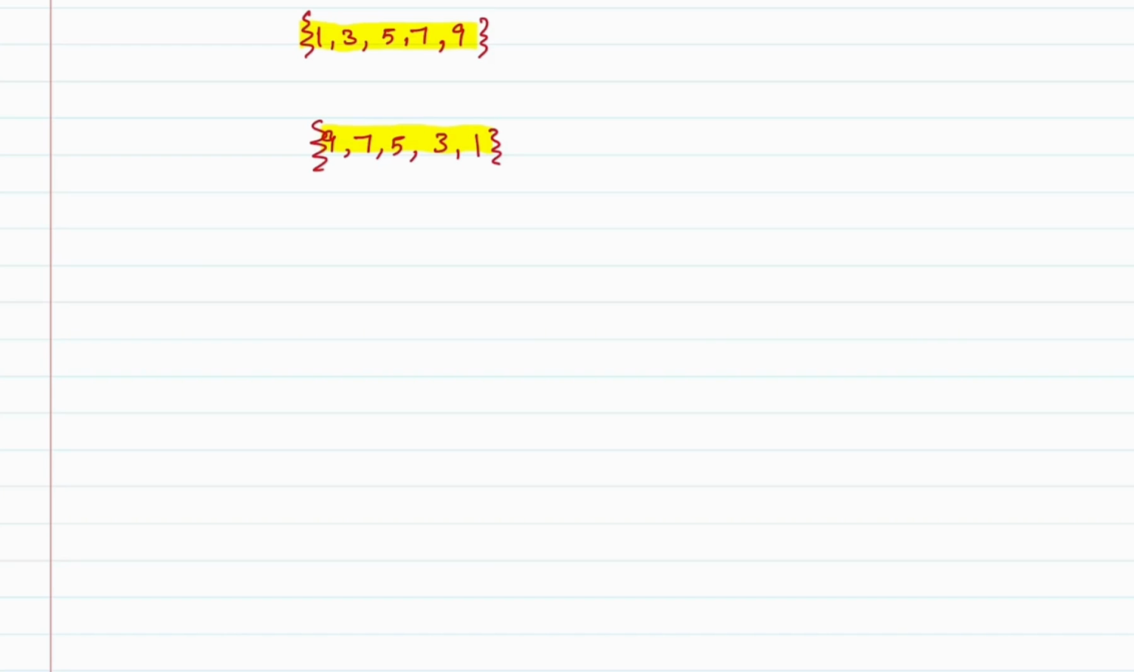But when we are talking about sequences, this will be sequence 1, and this will be sequence 2. Both will be considered different sequences, because a sequence adds order into the picture. So the order in which we write the elements matters.